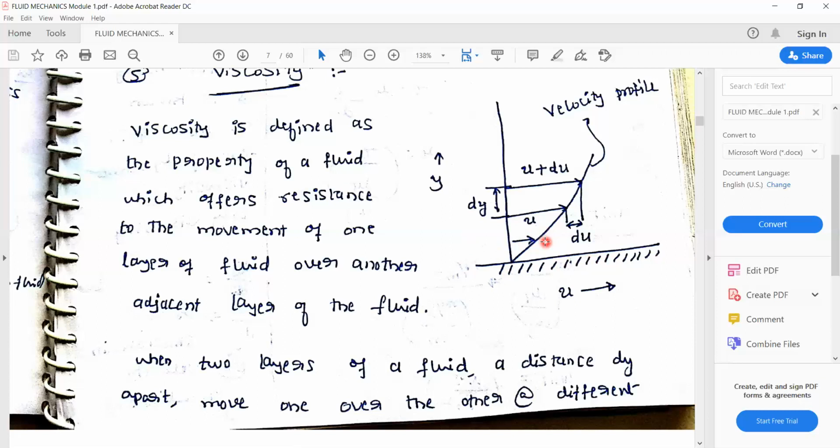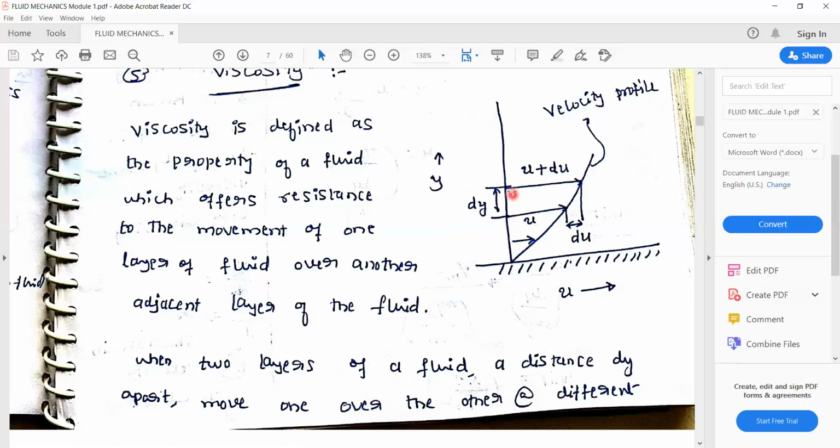Because of this shear stress, one layer moves this way and the other moves that way. Then there is a shear stress between the fluid layers. Because of that shear stress, the second layer's velocity will decrease. Then this second layer will try to pull the third layer in the opposite direction. Why? Because this velocity is 2 meter per second and this will try to move at 4 meter per second. Then this velocity also decreases. Between the second and third layer also, there is a shear stress.